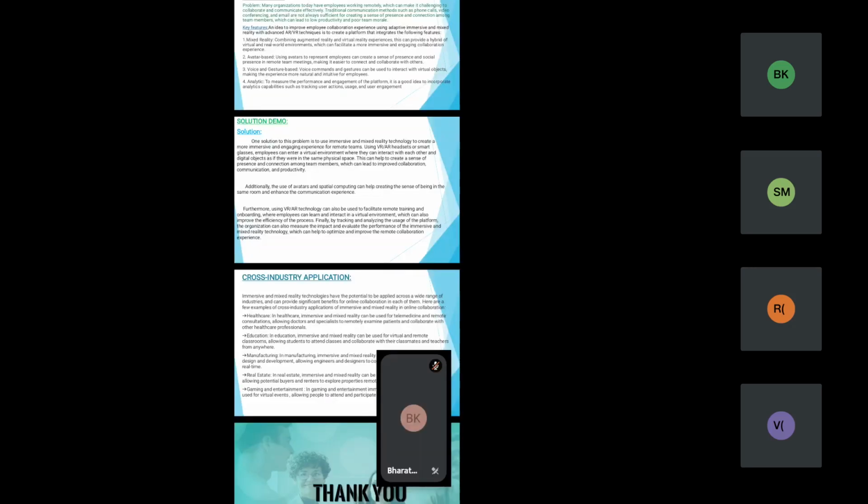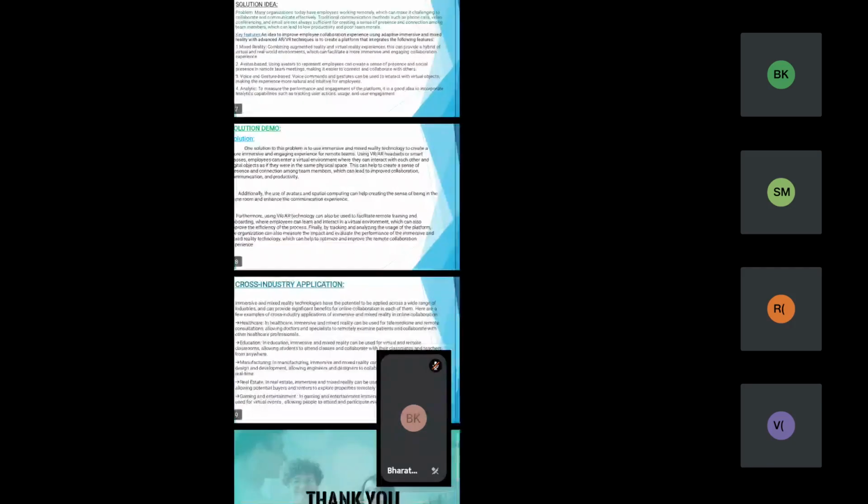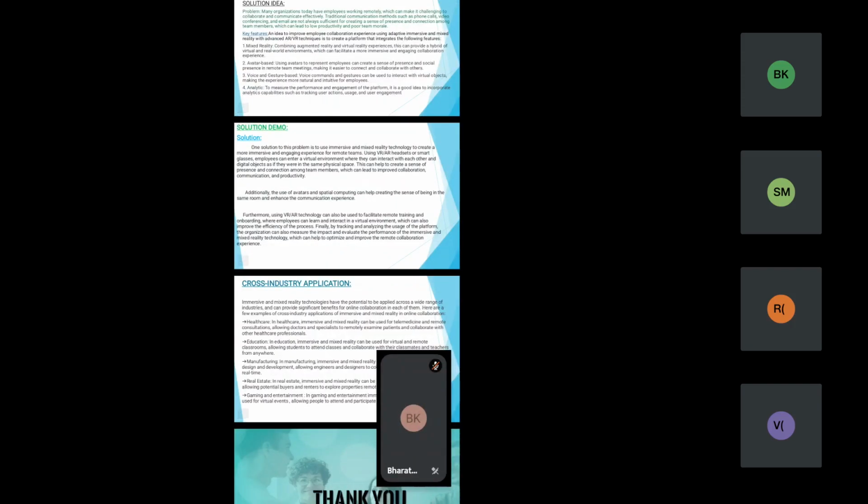This can help to create a sense of presence and connection among team members, which can lead to improved collaboration, communication, and productivity. Additionally, the use of avatars and spatial computing can help create the sense of being in the same room and enhance the communication experience.